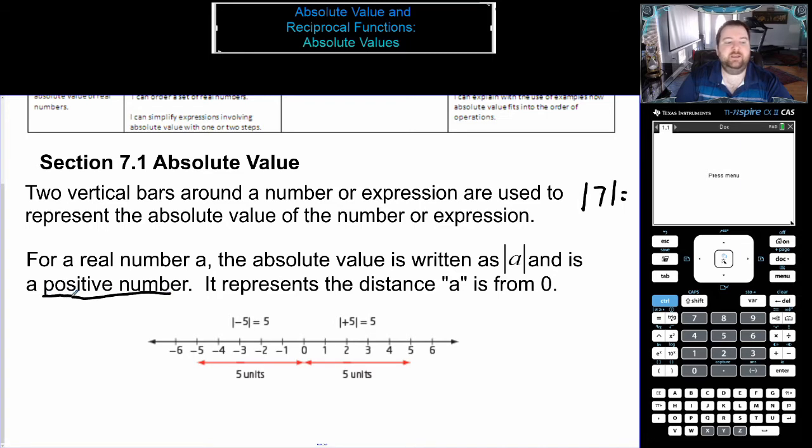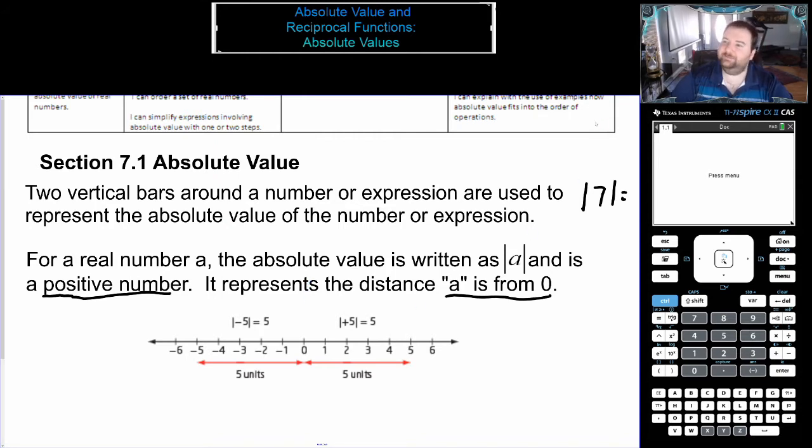You will never get negative numbers with absolute value expressions. And that's because it represents the distance that a is from zero, and distance cannot be negative. It can have a direction, right? You can be 5 units to the left or 5 units to the right, but still 5 centimeters is 5 centimeters. It doesn't matter where you're going, right? So that's where absolute value functions are usually used.